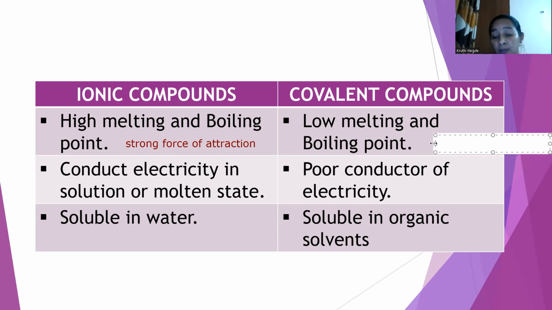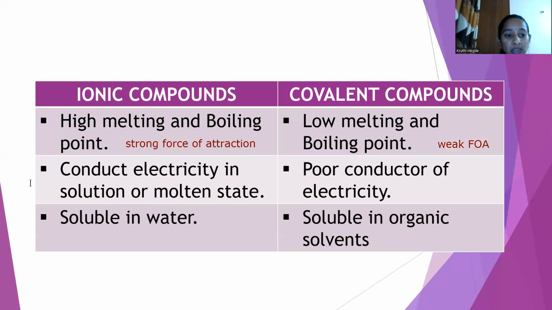Versus covalent compounds, they have low melting and boiling point. ಯಾಕೆ? Because they have weak force of attraction. FOA ಅಂದ್ರೆ force of attraction. Okay, now next, they conduct electricity. Who conducts electricity? Ionic compounds conduct electricity in solution or molten form. ಯಾಕೆ? Why do they conduct electricity? Because they form ions. They form ions, hence they conduct electricity. Okay, whereas in case of covalent compounds, they are poor conductors of electricity.